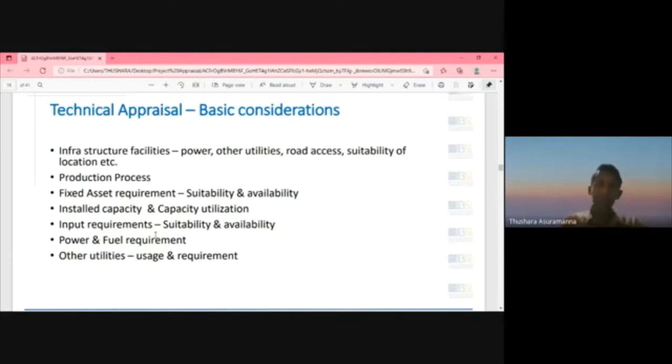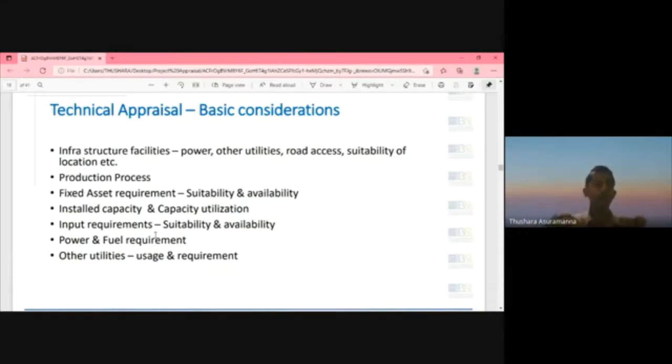Because under the market appraisal, we see it's a competitive market. You can't sell whatever you produce. Maybe initially you go for a small ticket size and capture the market. Then the production has to be built to suit that. Installed capacity could be 100 units per minute, but capacity utilization should be only 30 units. So then you have to reduce the capacity, reduce the inputs. Accordingly, the technical appraisal has to be prepared.